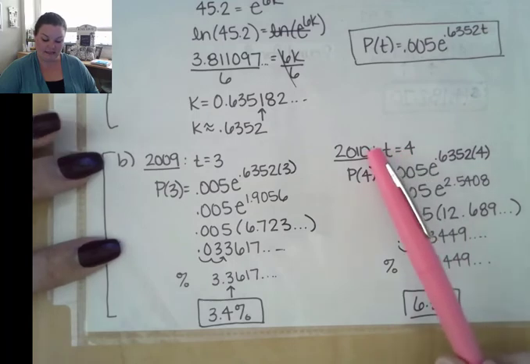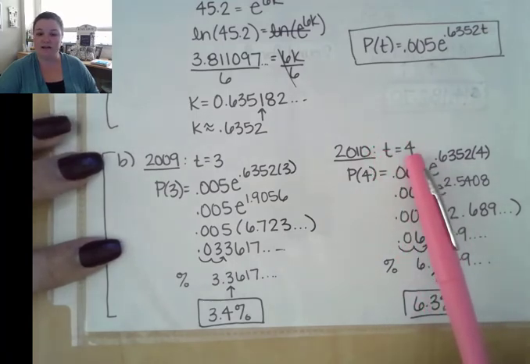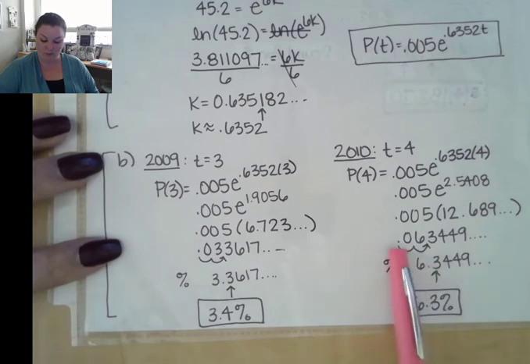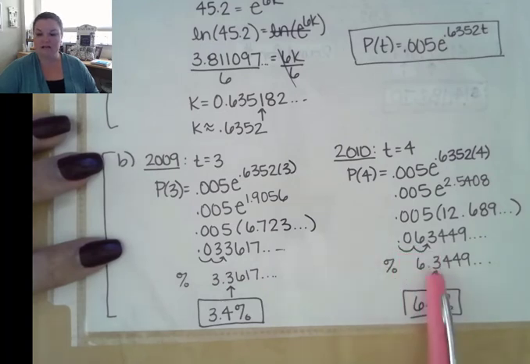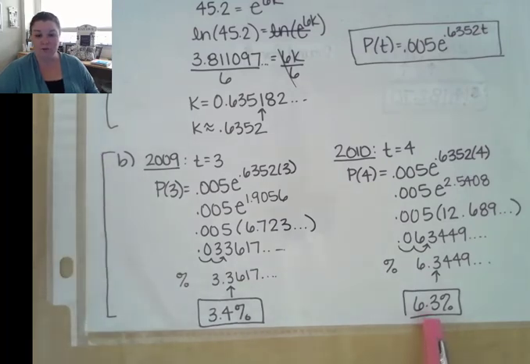In 2010, 4 years have passed since 2006, so we're plugging 4 in for t. When we plug 4 in for t and simplify, we end up with 0.063 blah, blah, blah. And then we want to change it back to a percentage, right? So we move it 2 decimal places to the right, which means that the sales of ebooks in U.S. publishing would be about 6.3% by 2010.